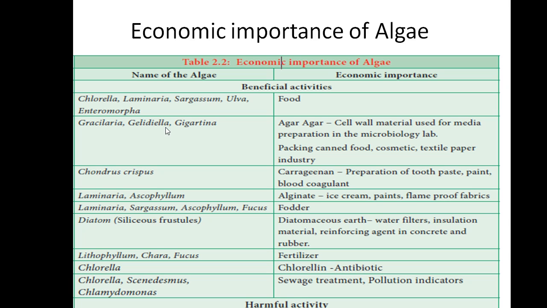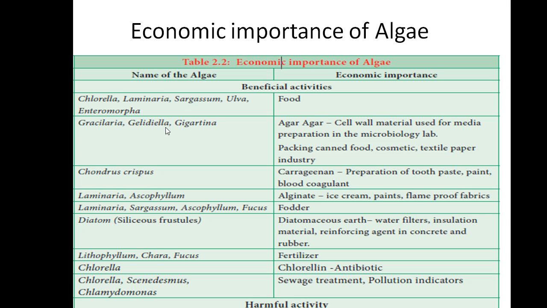Chlorella, Laminaria, Sargassum, Ulva and Enteromorpha are used as a food source. Gracilaria, Gelidium and Gigartina are used for agar-agar. It's a cell wall material used for media preparation in the microbiology lab. Media preparation, as you may have seen in hospitals, is for urine culture and blood culture. They take your samples, urine and blood, and these will be grown only in a supporting medium containing agar-agar. So in that, the agar-agar is used.